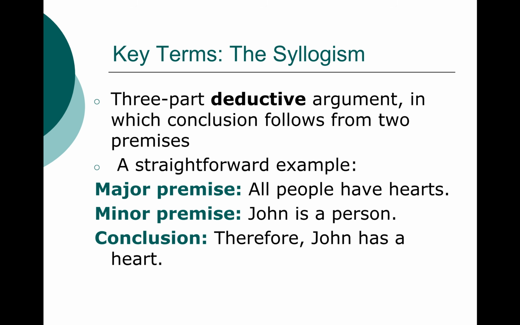Also the syllogism. This is a three-part deductive argument in which a conclusion follows from two premises. Here's a really straightforward example. Here's your major premise, all people have hearts, and a minor premise, John is a person, and your conclusion is therefore John has a heart. So this is just review. You guys know this. Syllogism is that really straightforward kind of logic that you see in a lot of these classic arguments. If this is true and this is true, then this is true.